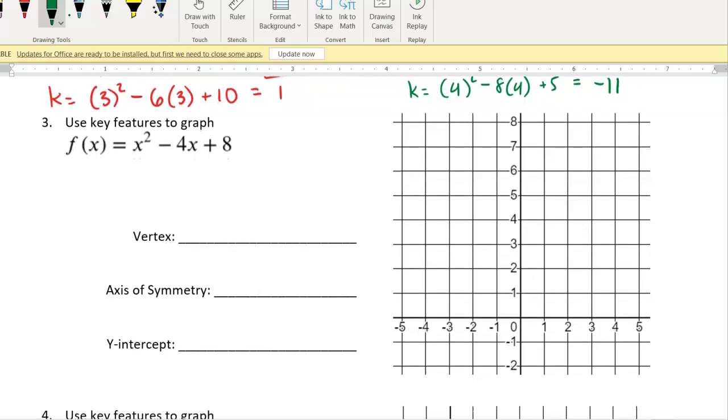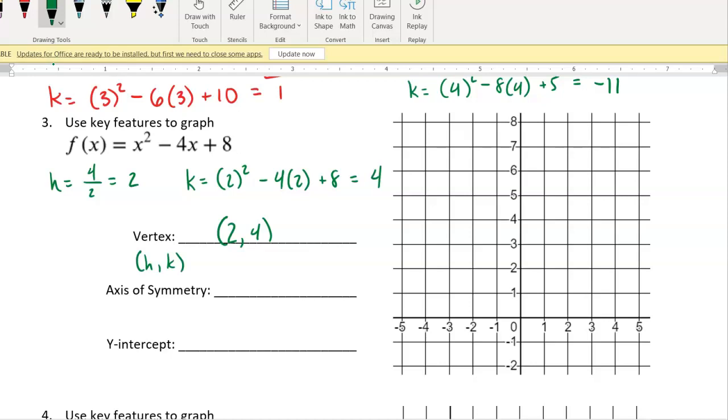So again, our first step is to find out what h is for a vertex. So the opposite of -4 is +4 divided by 2 times 1, which is 2. So we get 2 as our h value. To find what k is, we're going to put 2 in for x. So it'll be 2 squared minus 4 times 2 plus 8. And if you do that mathematically or do it on your calculator, you get 4 as your answer. So our vertex is the coordinate 2, 4. So remember, the vertex is the coordinate with h and k.